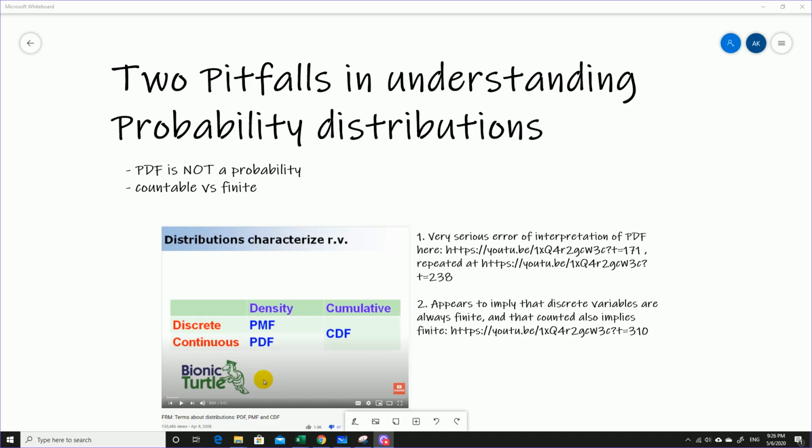And these two are: the first one is that PDF is not a probability. Well, that's a correct statement. PDF is not a probability, but I've met people, and I'm going to show you an example, where people think it's a probability. And the second pitfall is getting confused about countable and finite. So first we will talk about probability density function and the fact that it's not a probability.